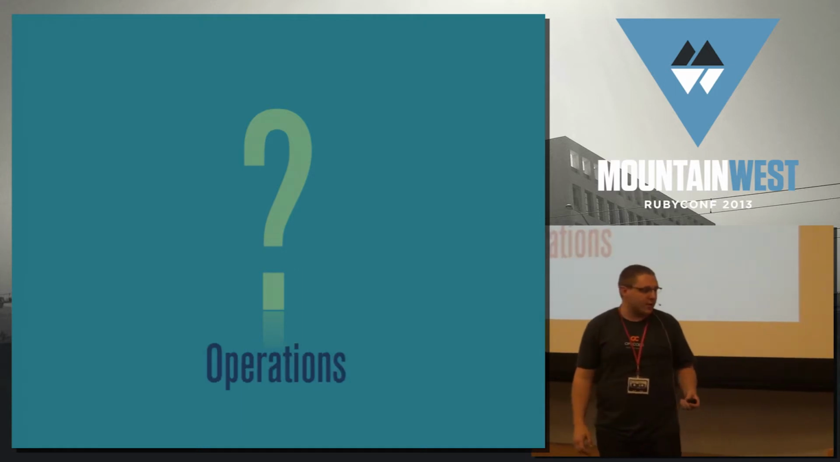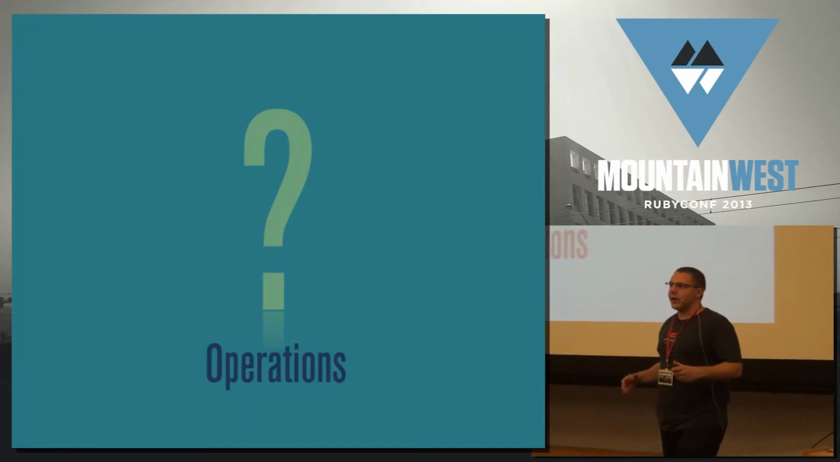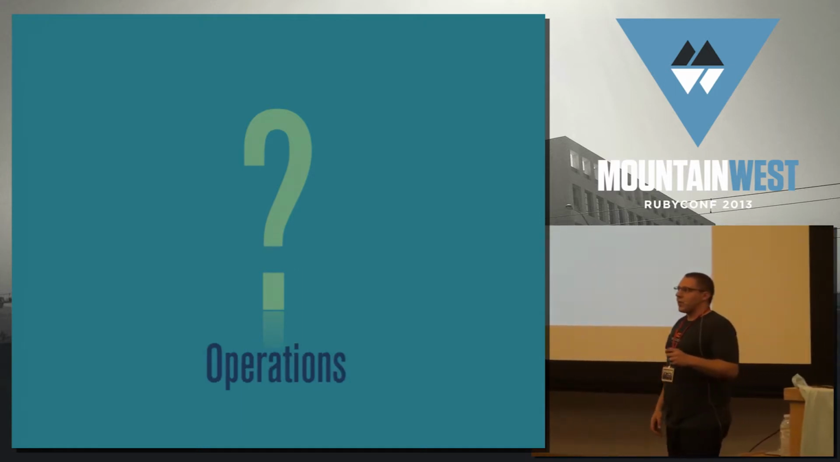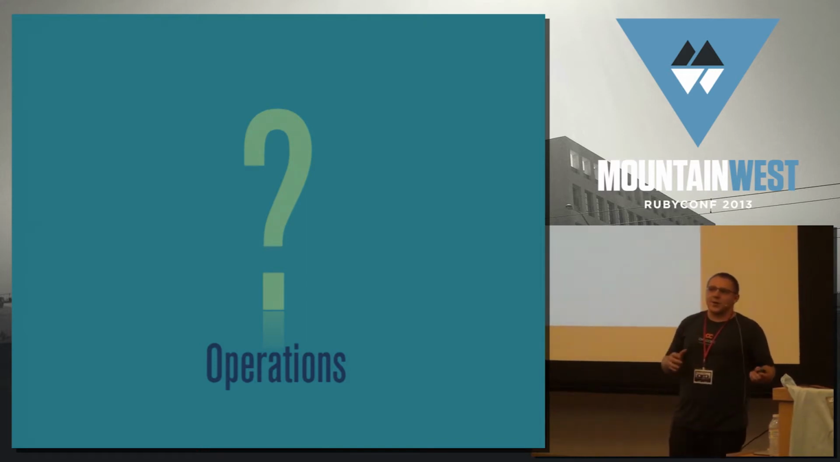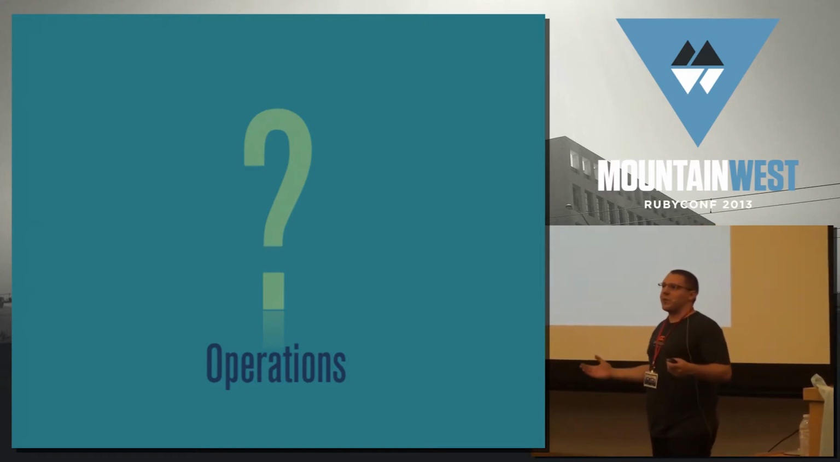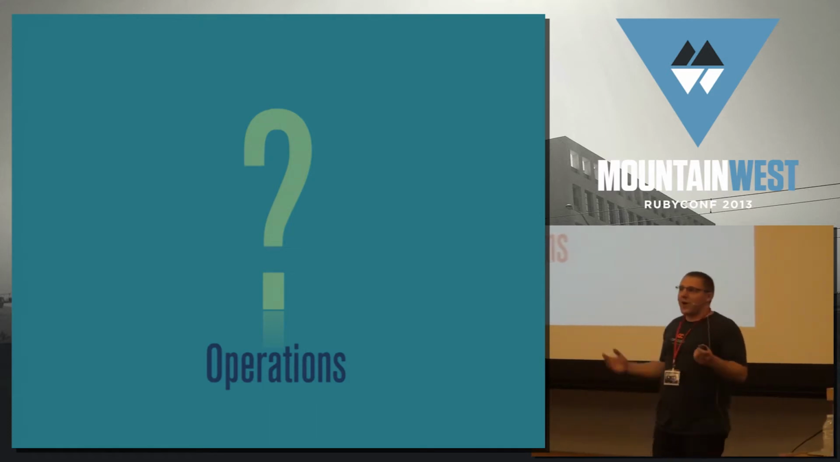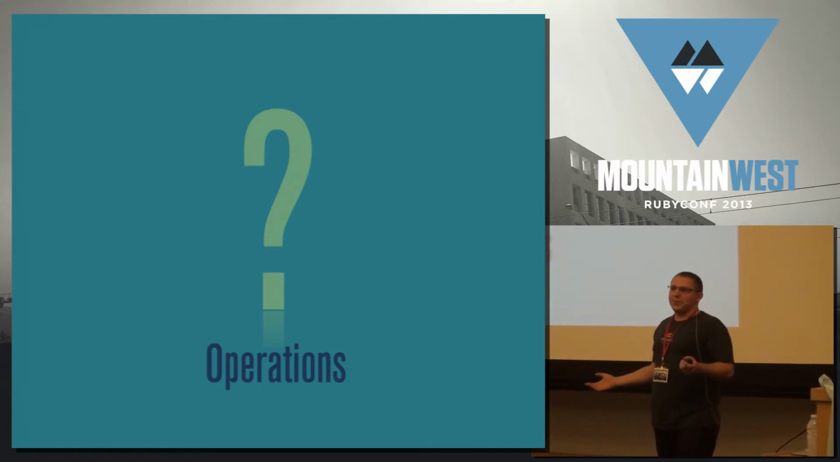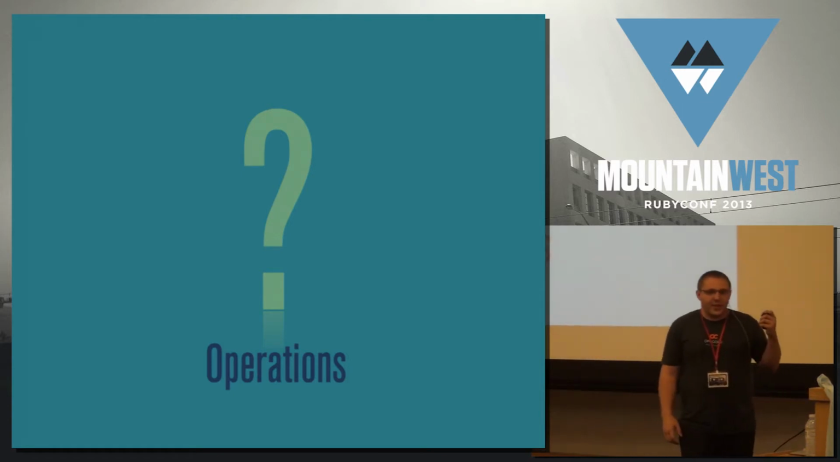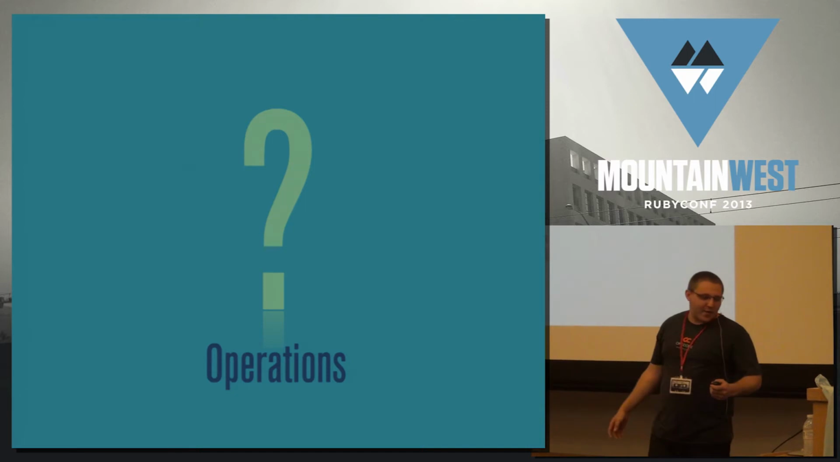How many people consider themselves operations people, or ops people? Cool. How many of those Ruby people test their code every day or every time they do something? That's like 99.99%, right? How many operations people test their code? That's like 3. Cool. So the whole point of this talk is all about that.